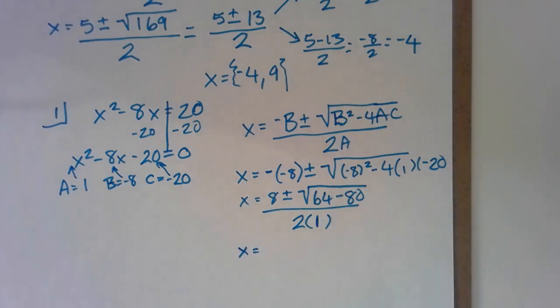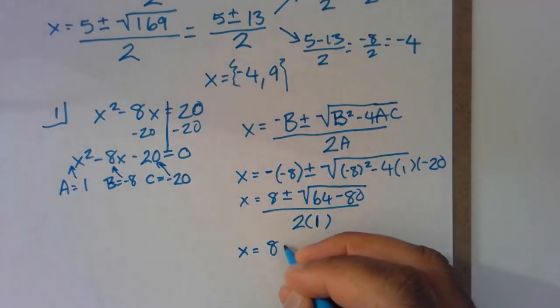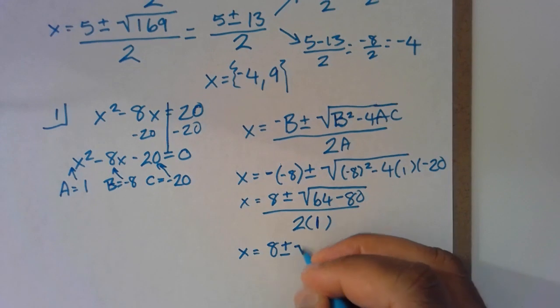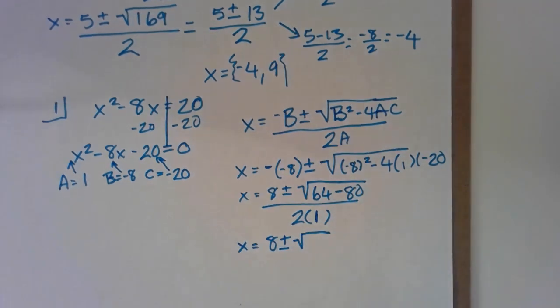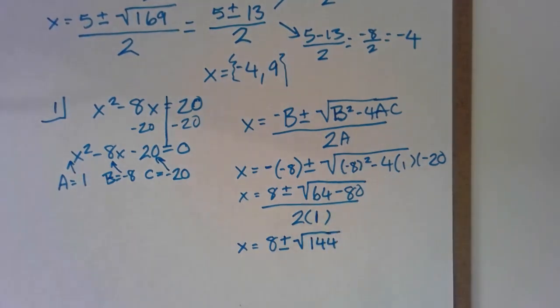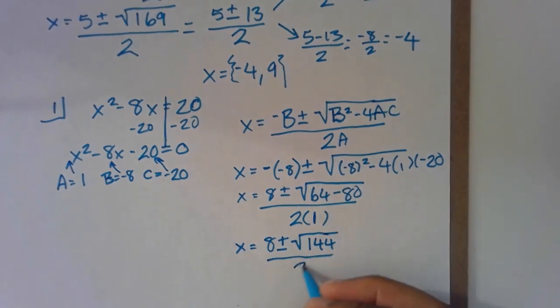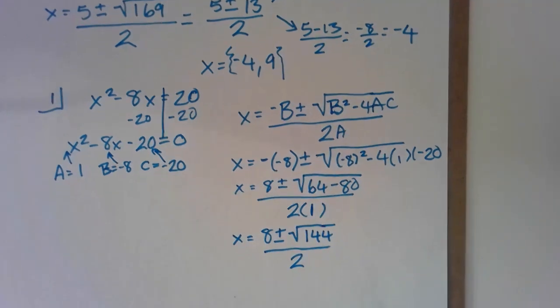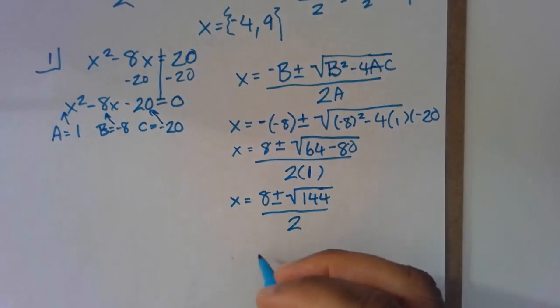Now, let's go ahead and break it down here. So once I do that, I'm going to have 8 plus or minus the square root of, and when I add those two up, I'm going to end up with a +144, okay? And then underneath, I'm going to have 2 times 1, which is just 2. And we can start to break this down a little bit further here.